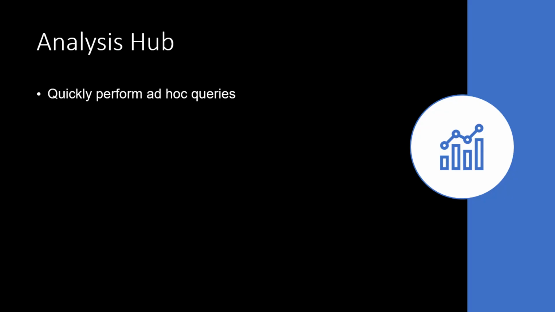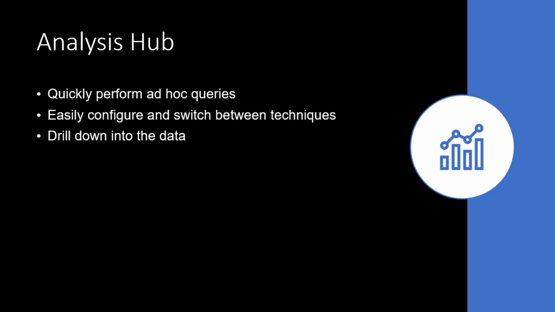Analysis Hub allows you to quickly perform ad hoc queries on your data. It allows you to configure different reports using different techniques and switch between those techniques. Analysis Hub also provides the functionality for you to drill deeper into your data. You can use combinations of various dimensions and metrics to analyze the data in a much more flexible way than standard reports allow you to do.